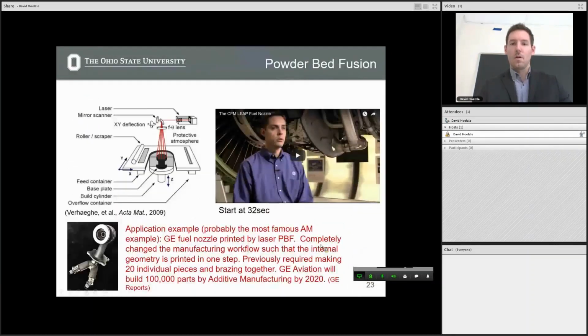Okay. So the GE Aviation part, Brian, you're probably very familiar with this part at the bottom left here. This is powder bed fusion. We'll actually spend the most amount of time in this class talking about this process. It's arguably one of the most commercially viable processes for durable goods.